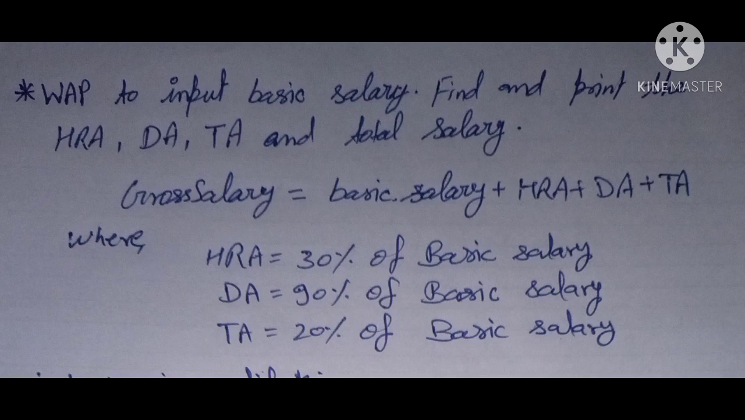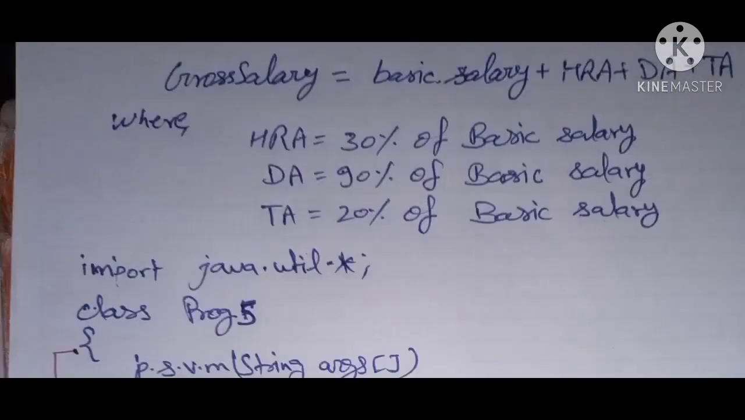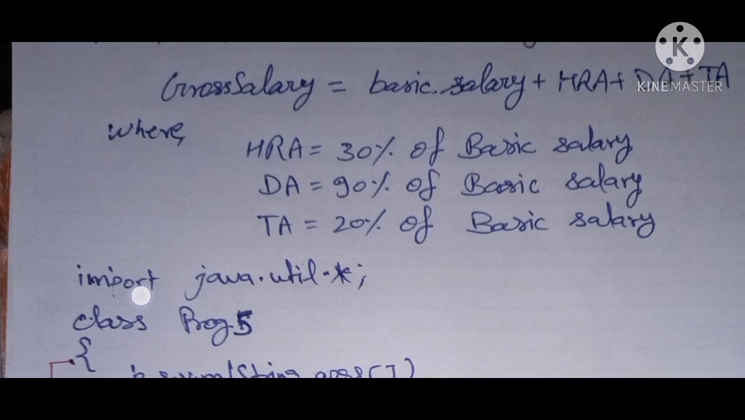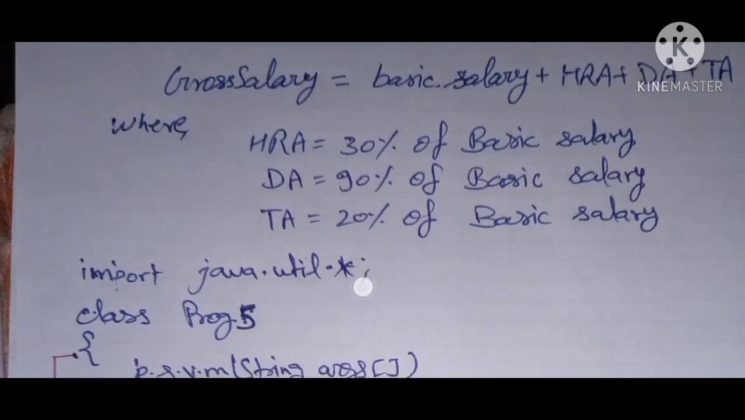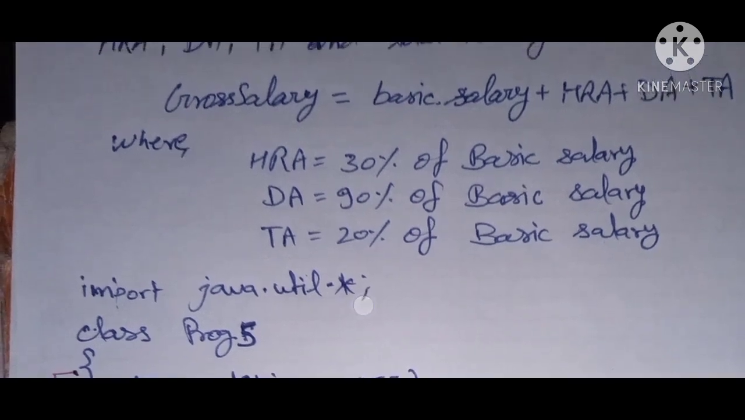As per this percentage, we have to calculate the HRA, DA and TA. Okay, how can we design the program? Just see here the program. Here the first line, import java.io.star. Okay, why is this line written? This line is written to perform explicit input operation, because this util contains the Scanner class. That's why we have to write it.